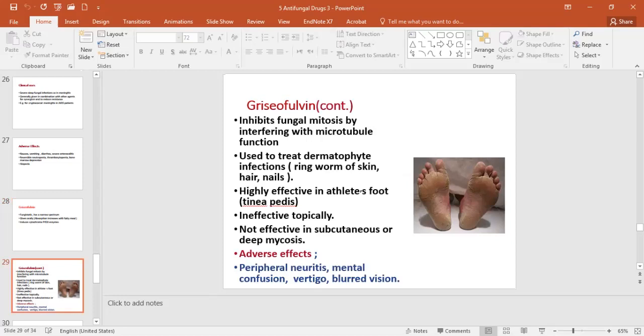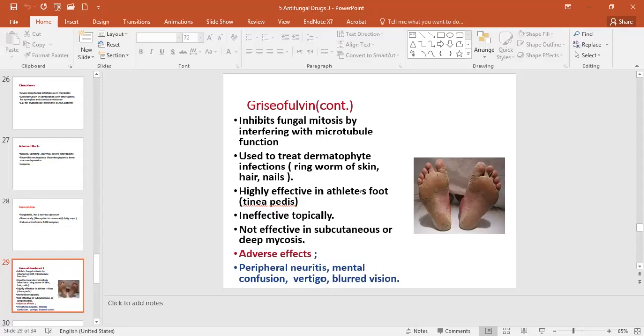Griseofulvin inhibits fungal mitosis by interfering with microtubule function. It is used to treat dermatophyte infections, whether ringworm of the skin, hair, or nail. It's highly effective in athlete's foot, what is called tinea pedis, a type of fungal infection that occurs in the foot, especially in athletes.